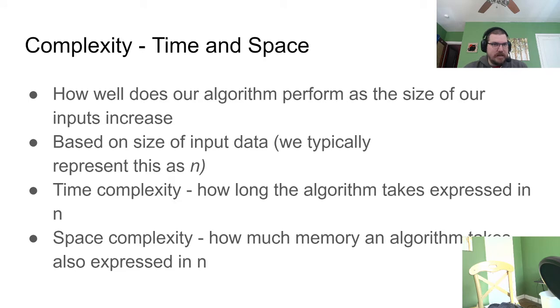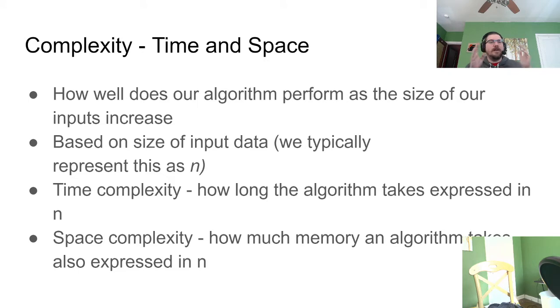Time complexity is how long it takes to do your algorithm. How long does your algorithm run for that given input size n? And then space complexity is how much space in memory or hard disk, but usually we just think about memory. How much storage will it take to solve the problem? This is also expressed in n.